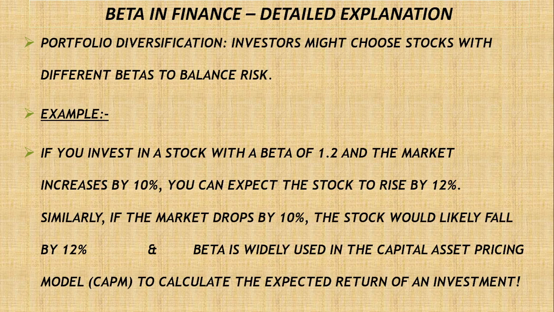For example, if you invest in a stock with a beta of 1.2 and the market increases by 10%, you can expect the stock to rise by 12%. Similarly, if the market drops by 10%, the stock would likely fall by 12%. And beta is widely used in the capital asset pricing model, that is CAPM, to calculate the expected return of an investment.